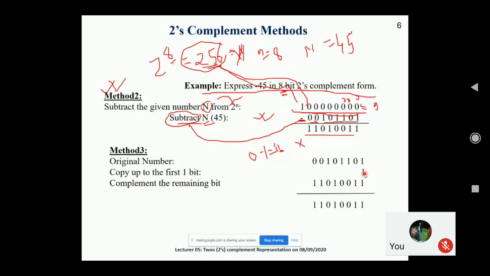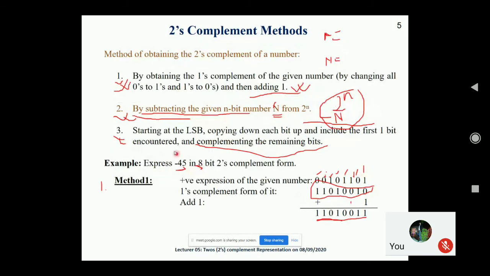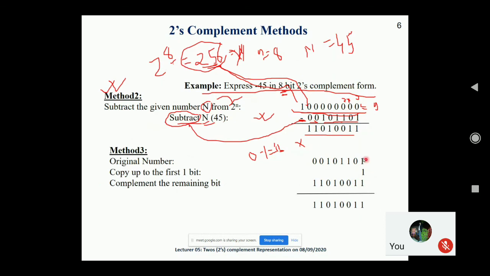And method 3 says that when the first 1 bit is encountered, at that time what happened? Complementing the remaining bits. So the 1 bit is already encountered, we are copying it here. So this particular 1 is copied here and remains the same.